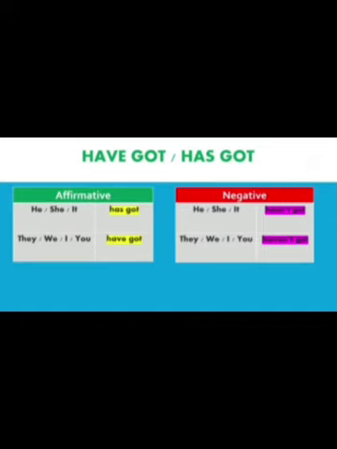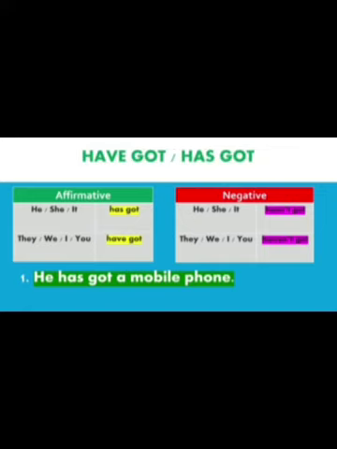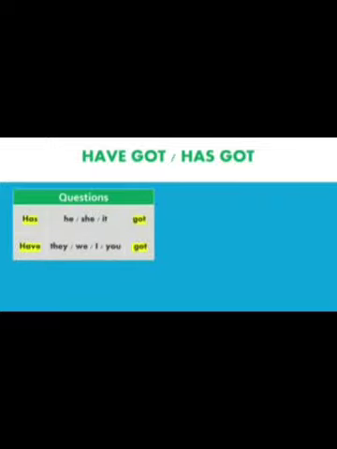Now we try to make some sample sentences. Number 1, he has got a mobile phone. Is it grammatically correct? Yes, because for the subject pronoun he, we use has got. And number 2, an example of a negative sentence: they haven't got a mobile phone. They, subject pronoun, for a negative sentence, they, we, I, you haven't got. Okay, it's correct.